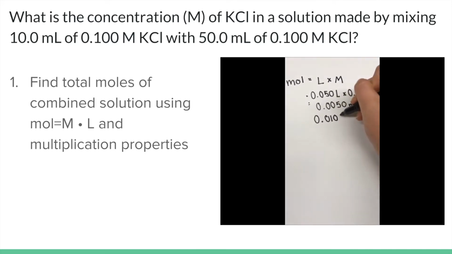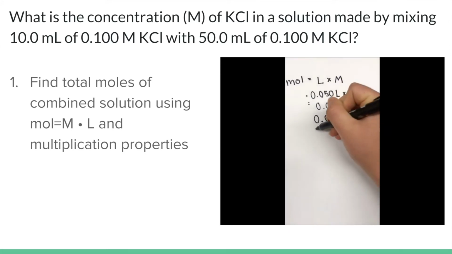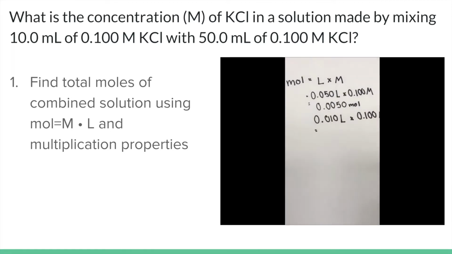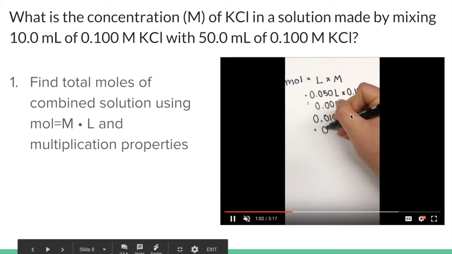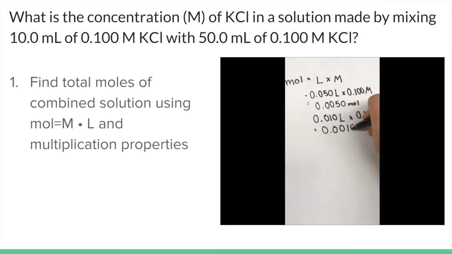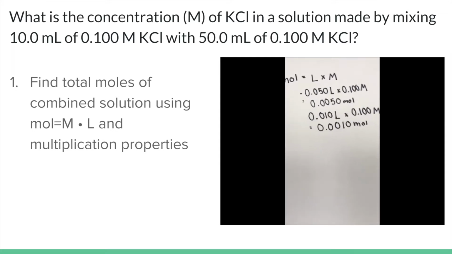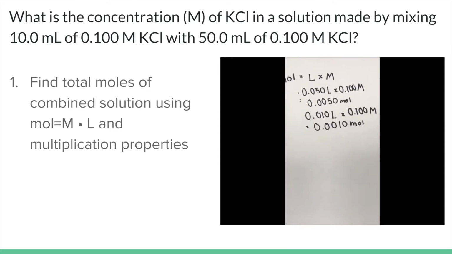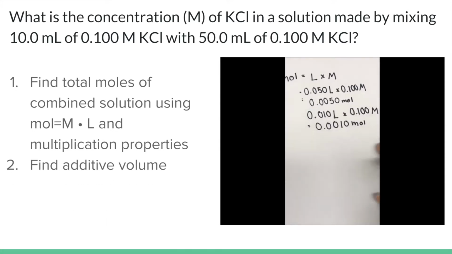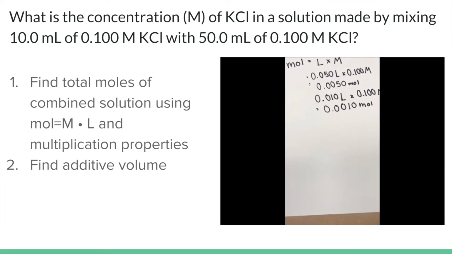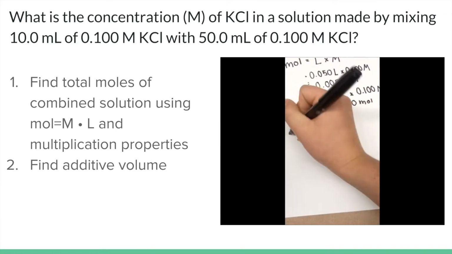We're going to do it for the other sample of the substance. So we have 0.010 liters, or 10 milliliters, times 0.1 molar, or 0.100 molar in this case. And again, we're going to add these zeros, 1, 2, 3. And 1 times 1 is simply 1. There are 0.001 moles.